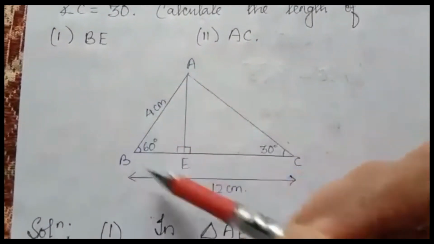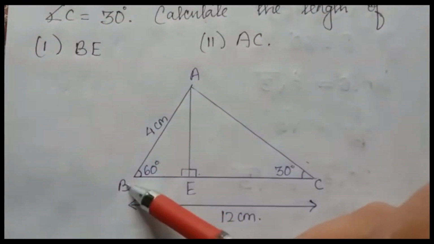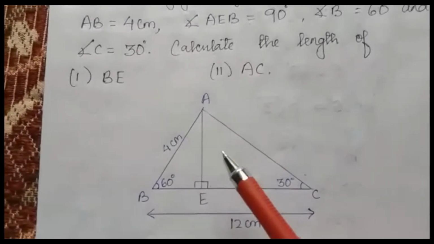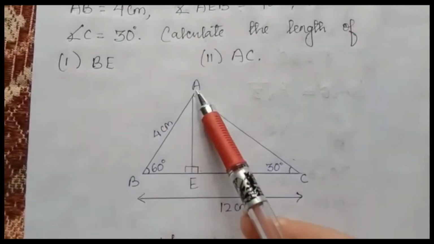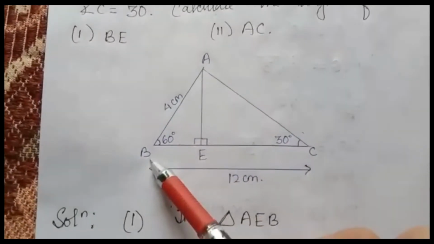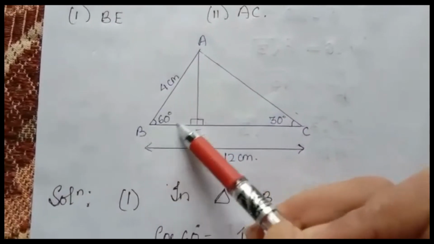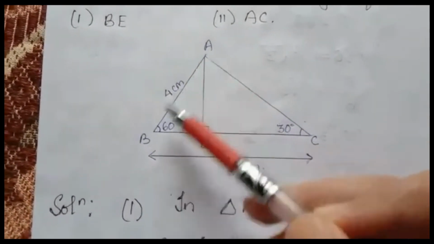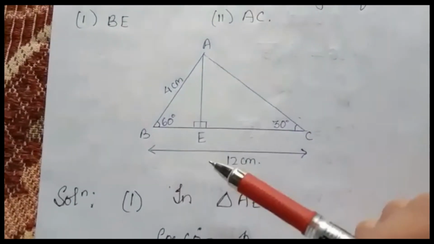Now here in this triangle we have two right angle triangles, one is AEB, another is AEC. For BE we have to use this right angle triangle AEB. So in triangle AEB, theta is 60. Now you have to find the base BE and the hypotenuse is given. So hypotenuse and base will be related by cos.